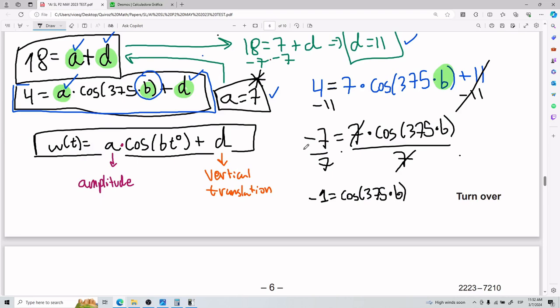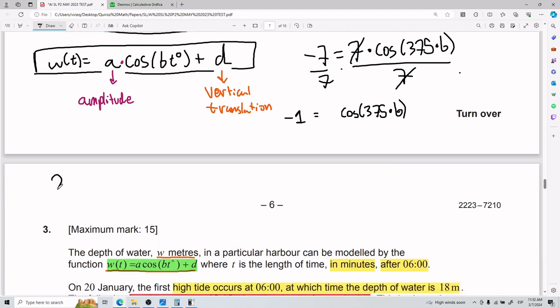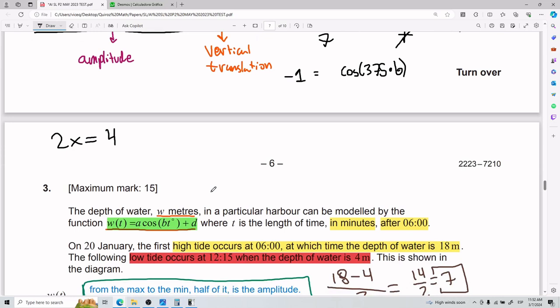Now, this next part is a little bit weird, yes, but let's understand what we have to do. So right now, the b is inside a cosine, right? Let's imagine you have 2x equals 4, and I tell you solve for x. Well, of course, you're going to tell me, duh, you divide by 2. But guys, why do you divide by 2?